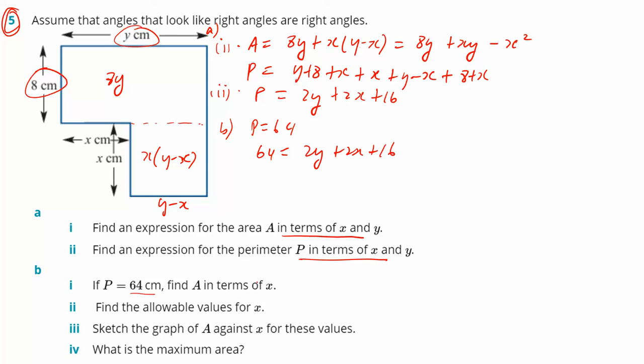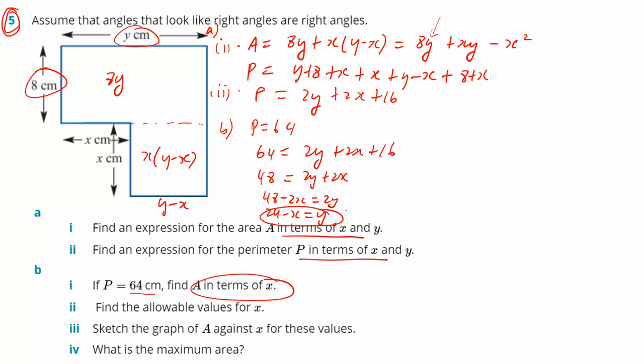We want A in terms of x only. Can you see A has a y in it? We want to find an expression for y which contains x only, so we need to make y the subject here. So we've got 48 equals 2y plus 2x. I'm going to move the x to the side. Divide by 2, so that's 24 minus x equals y.